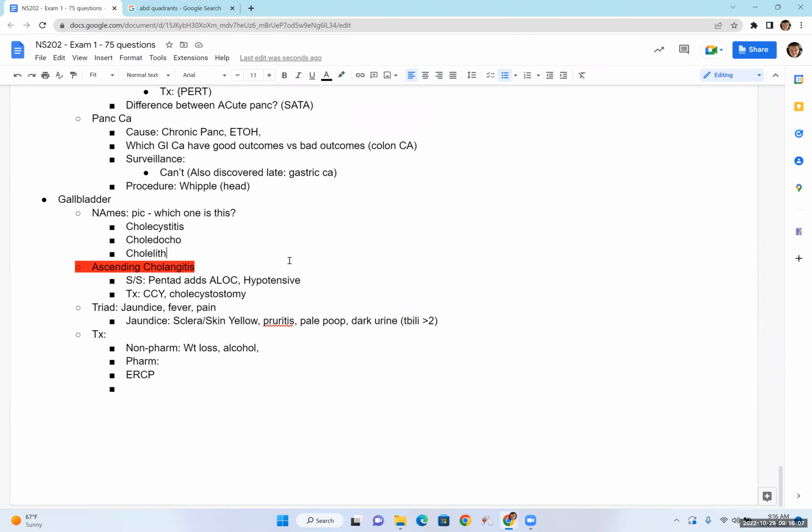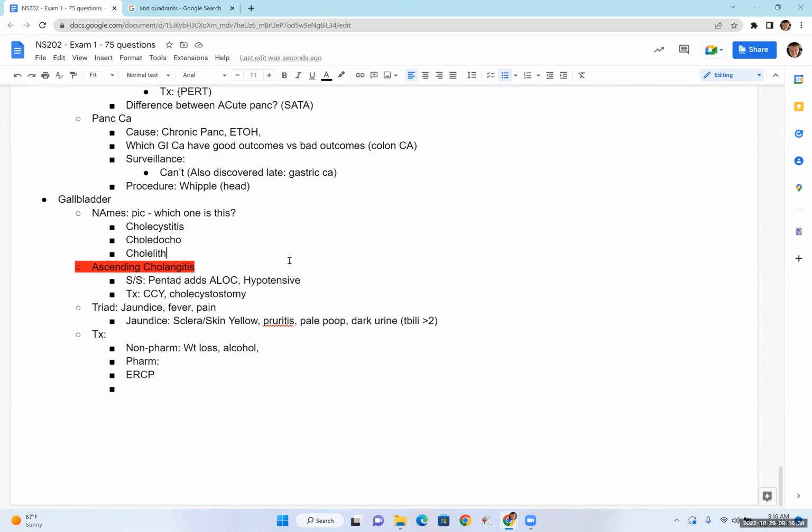And what tells you it's ascending cholangitis versus just regular choledocholithiasis or cholelithiasis? The Reynolds pentad. You got two symptoms added to the triad to make it a pentad. And what are those two symptoms? You get altered, right? And that could be in many different forms. They could be A&O times 2, A&O times 1. They could have a GCS of 7. They could have a CAM-ICU of positive. They could have all these different things that tell you that you are altered in some fashion.